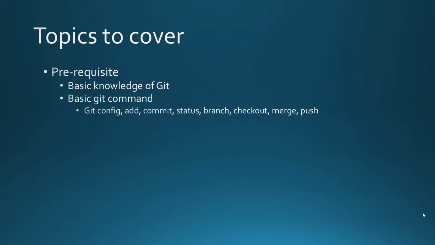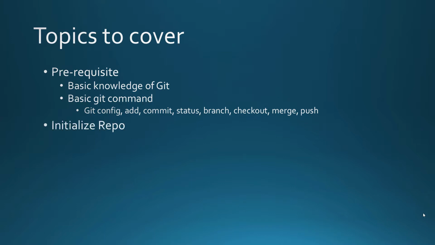I am assuming that you have some basic knowledge of Git and you also know how to use some basic Git commands like git config, git add, git commit, git status, git branch, git checkout, merge, and push. I'm not going to cover these things in detail; rather, I will use the GitKraken tool, and the GitKraken tool will use these commands at the back. So it is necessary that you know about Git. Some basic information is necessary to use this video series.